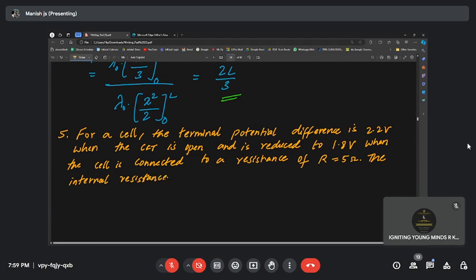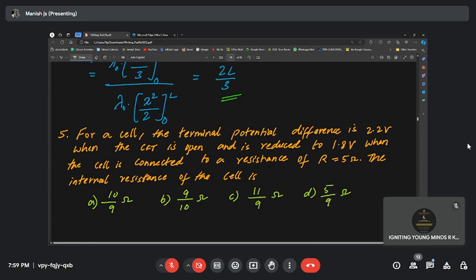So let's look at the options. Option A is 10 upon 9 ohms. Option B, 9 upon 10 ohms. Option C, 11 upon 9 ohms. And option D, 5 upon 9 ohms. So these are the options.